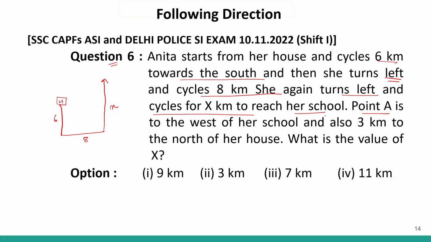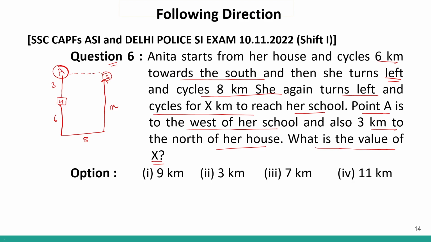Point A is to the west of her school. So let's say this is the school's location. Point A is west of her school and also 3 kilometers to the north of her house. So 3 kilometers to the north of her house is a point A. And it is to the west of the school. Correct? So we know that point A and the school fall in the same line. We have to find out the value of x.